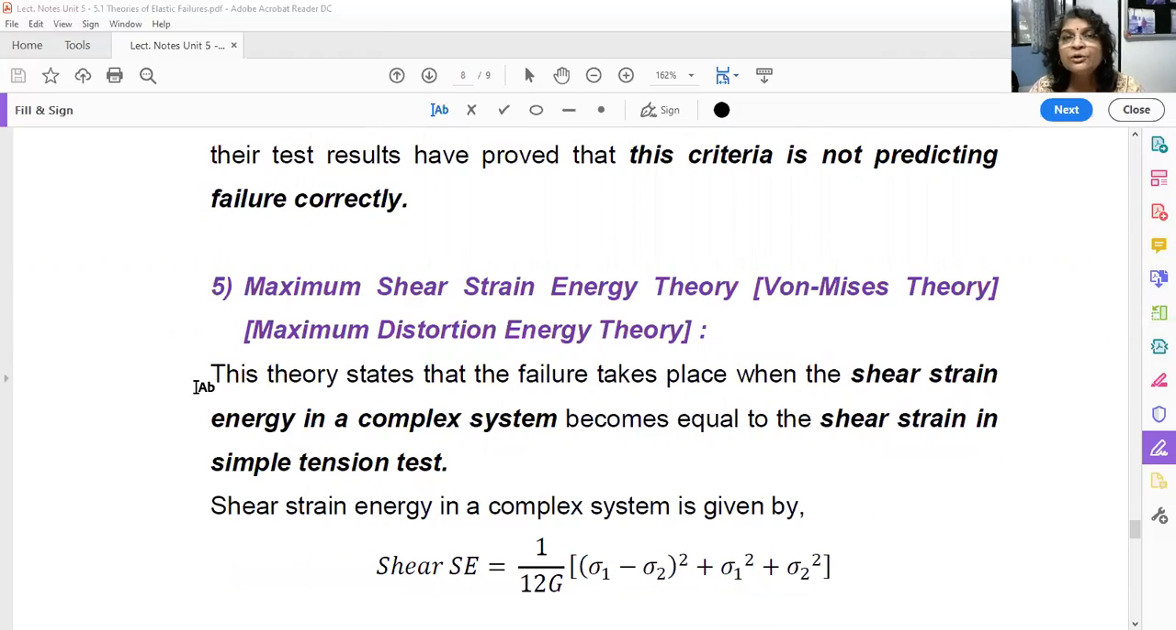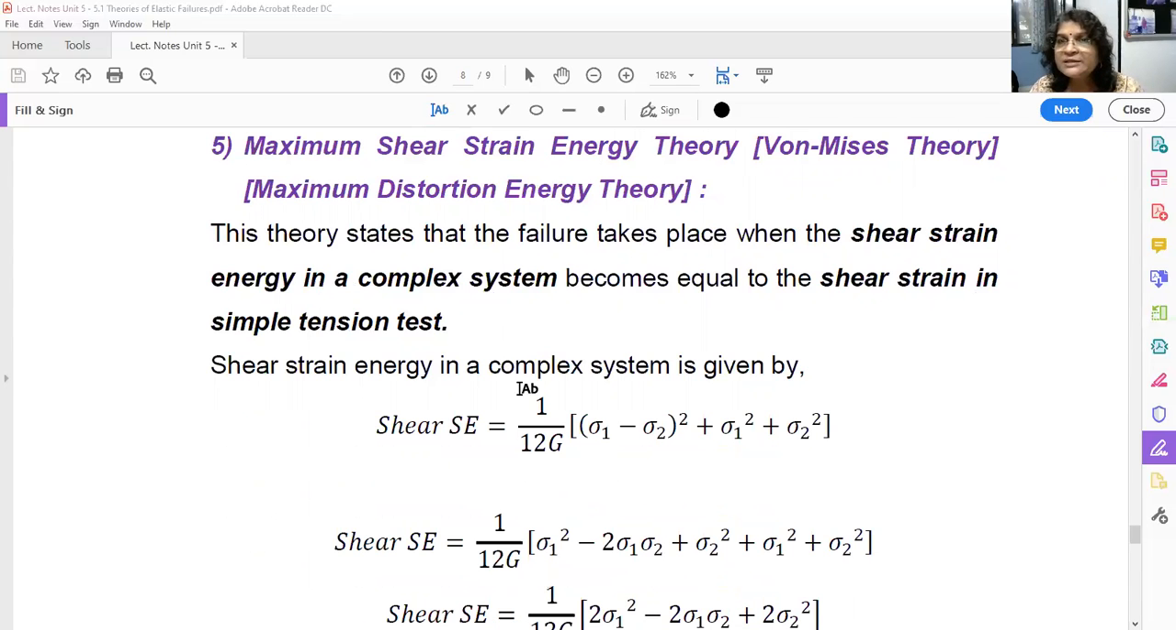According to this theory, the statement is: failure takes place when the shear strain energy in a complex system becomes equal to the shear strain energy in a simple tension test. So how to find out the shear strain energy in a complex system?